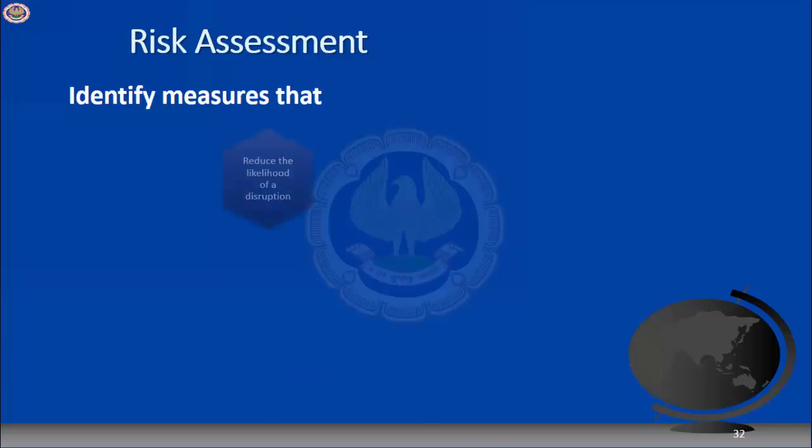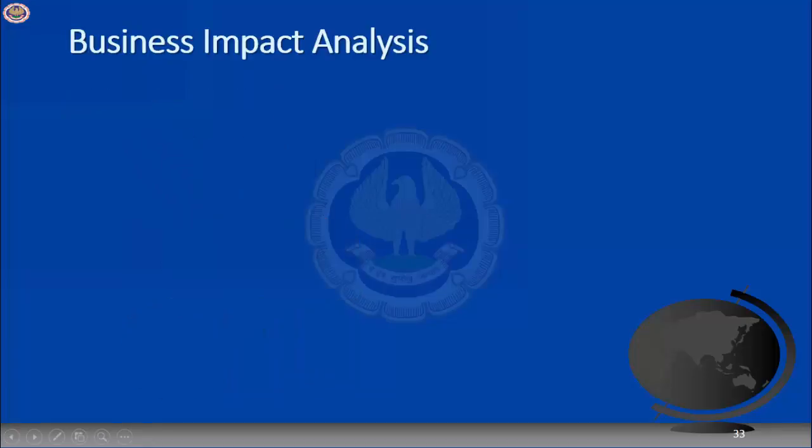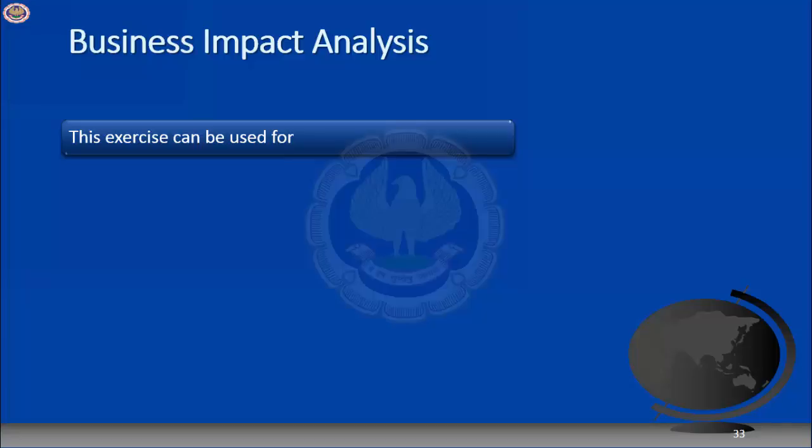So what do you do in risk measures? It means you need to have countermeasures for mitigating the risk. You reduce the likelihood of disruption. Your objective could be to shorten the period of disruption, or reduce the likelihood of the disruption, or limit the impact of the disruption. These are different types of measures. Or you could go further.